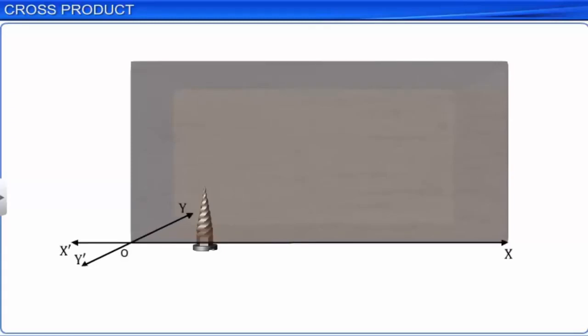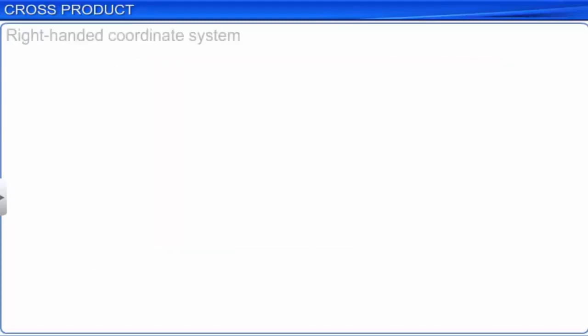Consider the x and y axis as shown. Observe the direction of motion of the screw when it rotates from the x-axis towards the y-axis. As you can observe, when the screw rotates from the x-axis towards the y-axis, it advances along a path that is perpendicular to both the x and y axis. This path can be represented by the z-axis. This example illustrates a right-handed coordinate system.